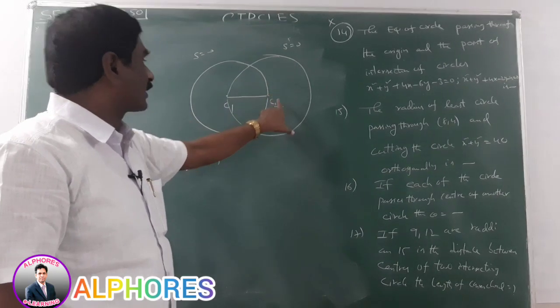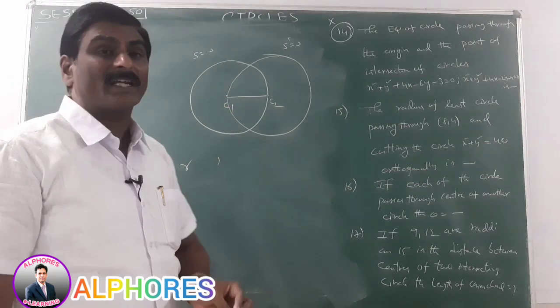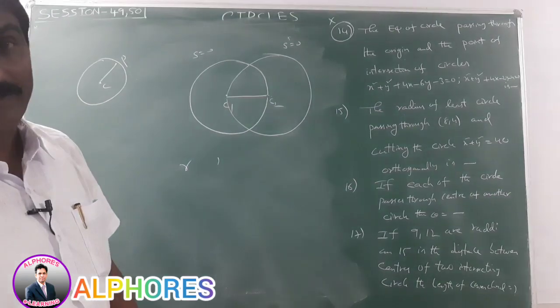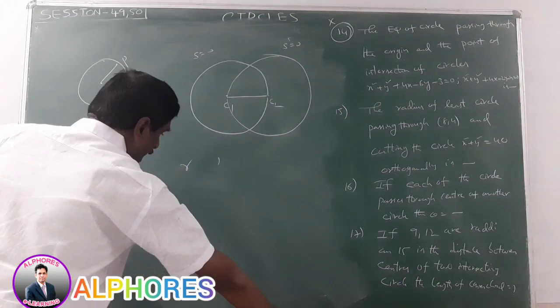So here R2 is equal to C2, C1. C1, C2 is equal to C2, C1. That means the two circles have equal radius. That is a very, very important point. Please note the diagram.